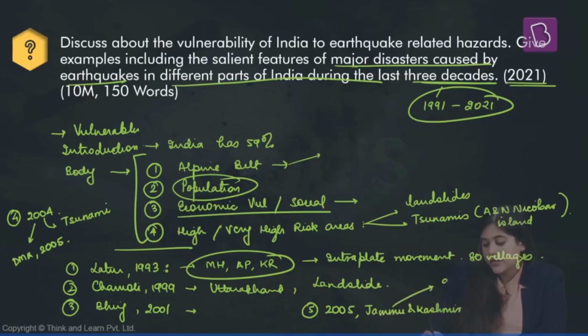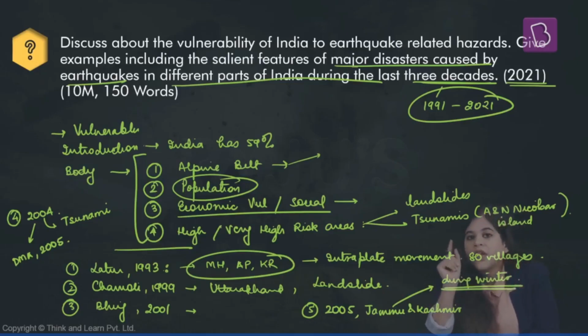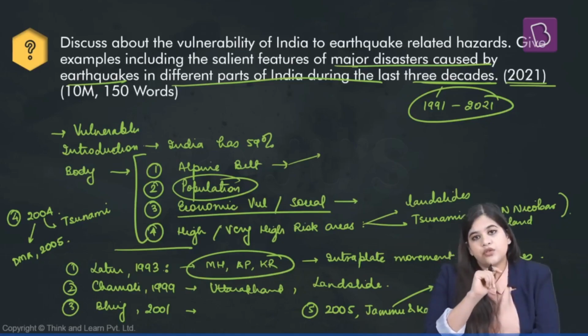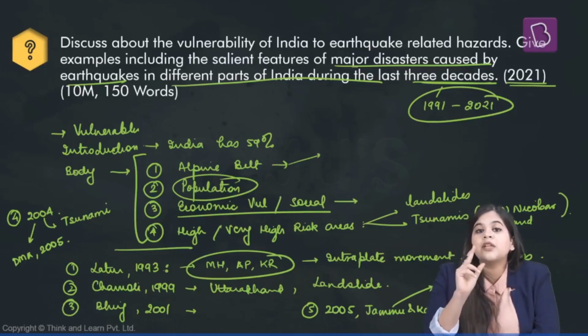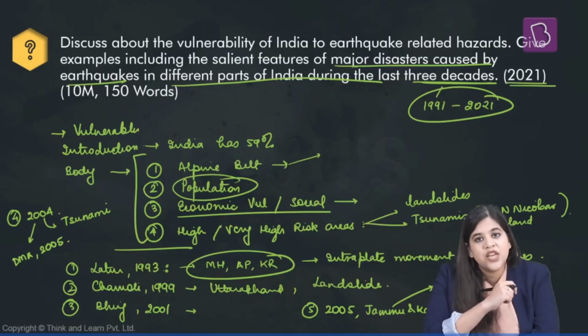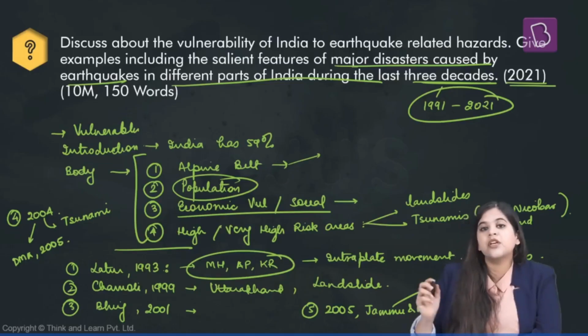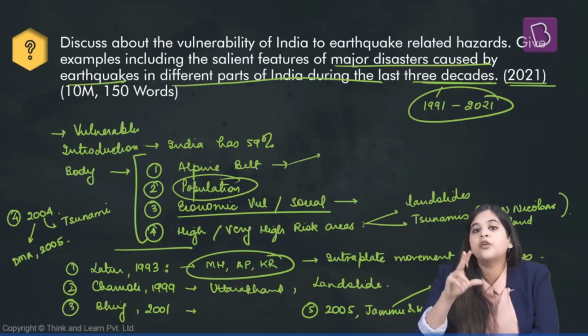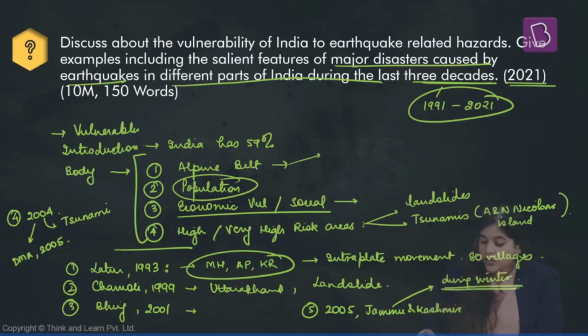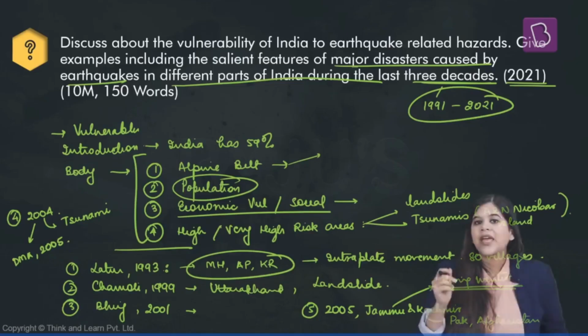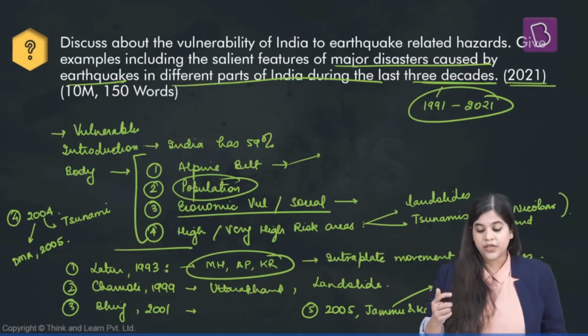It was during the winter season, and because of that, it became very difficult to manage the situation in Kashmir. Because of the oncoming winter, a lot of people were displaced from their homes and were living in temporary shelters, and it became difficult to manage the situation. This earthquake also majorly affected parts of Pakistan and Afghanistan. After this, we did not have any major earthquake activities.